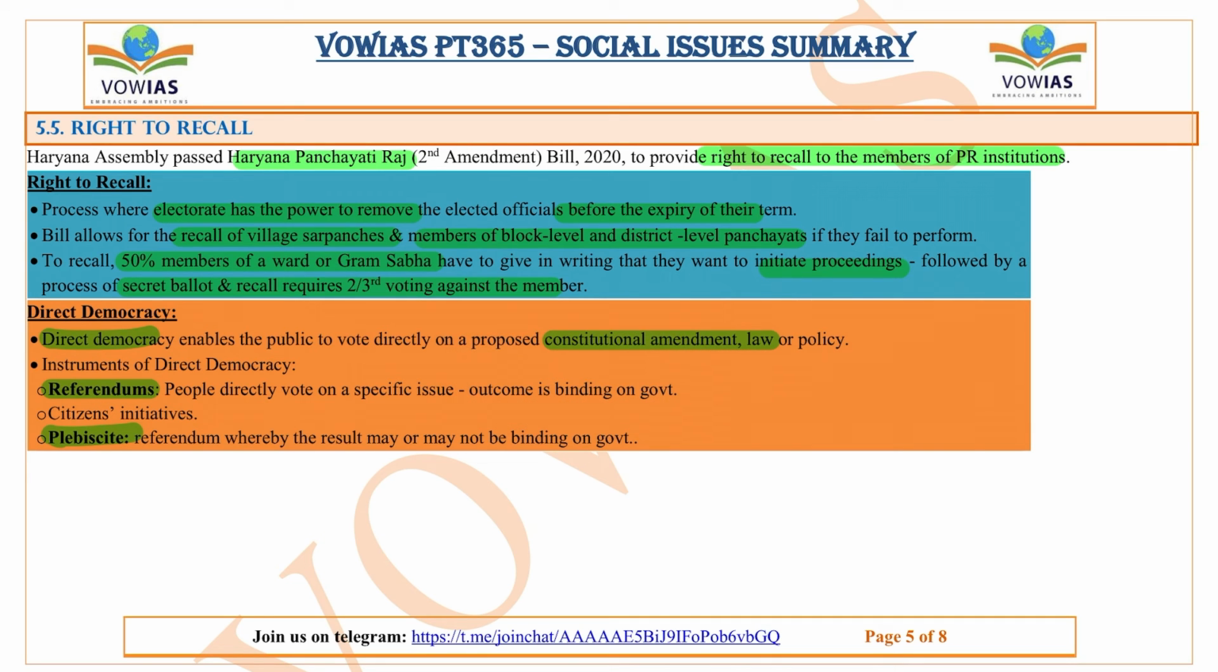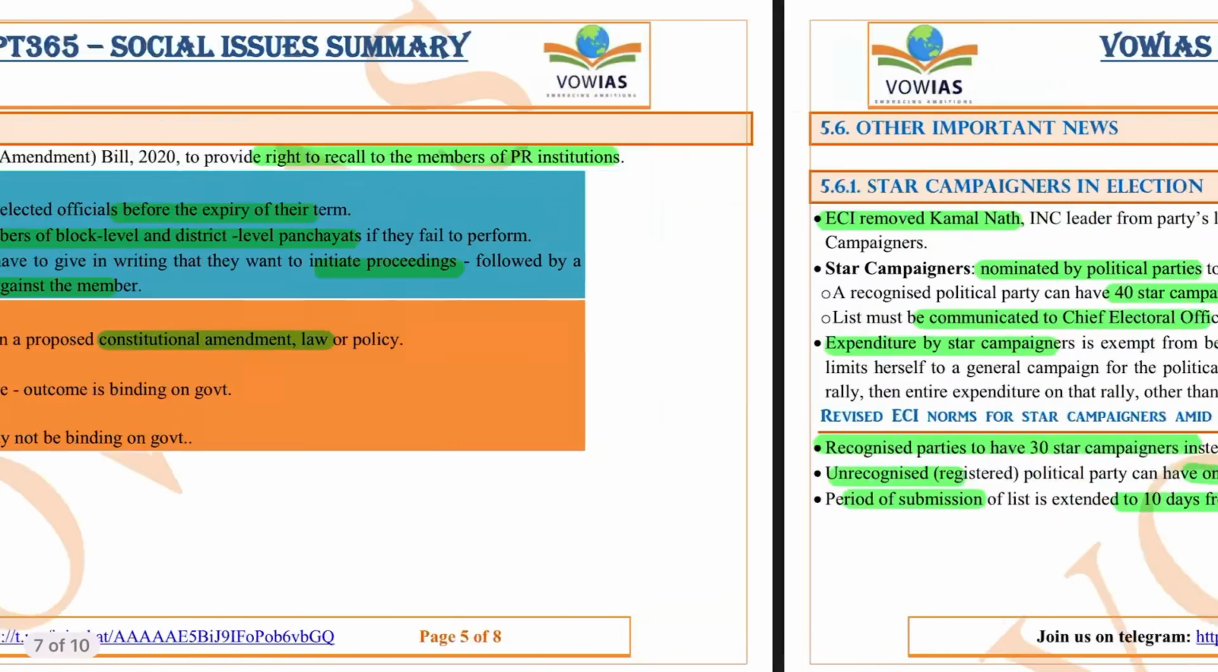And one of the important referendums in recent times, generally we will be seeing referendums in countries like Switzerland, etc. Even for the Brexit issue, there was a referendum in the UK. That also we have seen. And there is another direct instrument called the plebiscite. A plebiscite is a referendum whereby the result may or may not be binding on the government, but it is held just to know the opinion of the public. It will be organized. Okay, so that's the important thing about plebiscite.